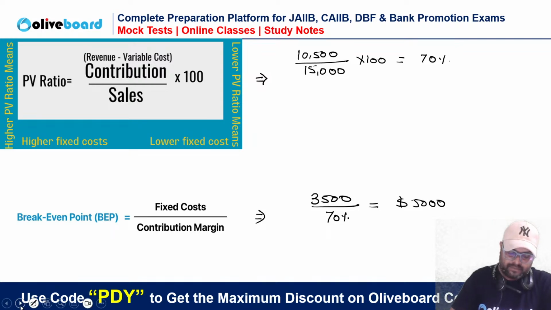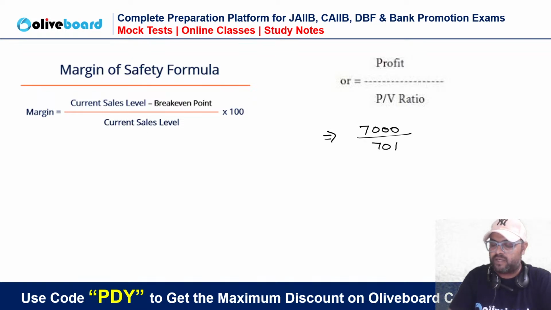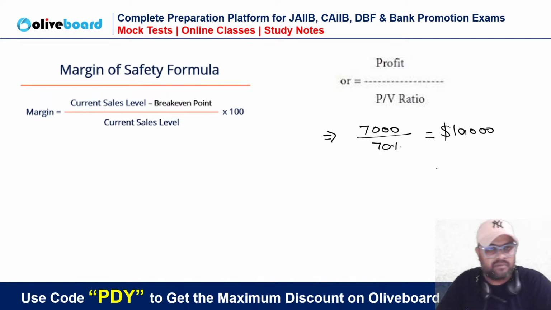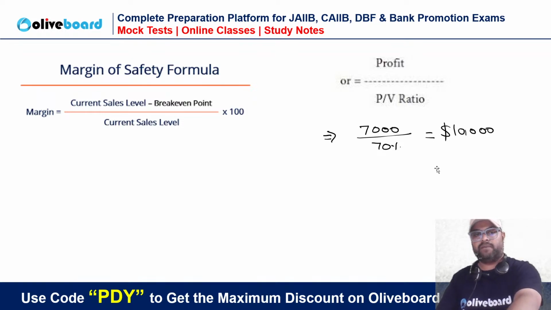Then margin of safety. So our profit was 7,000 and our PV ratio was 70%. That brings us to the $10,000 as a margin of safety formula and margin of safety amount. Tell me, any doubt, any query, anything in this?